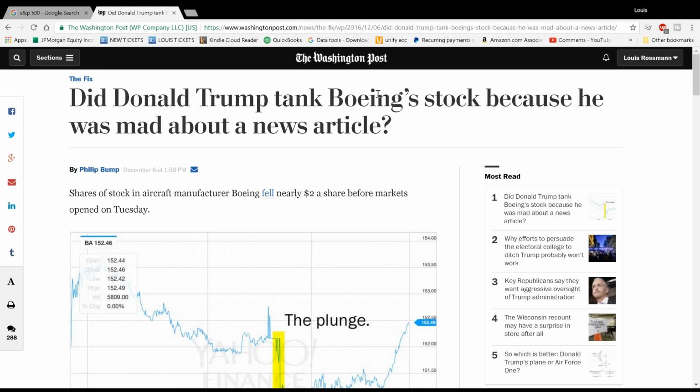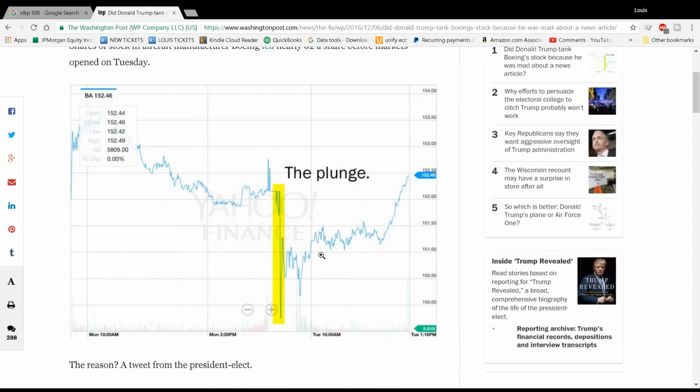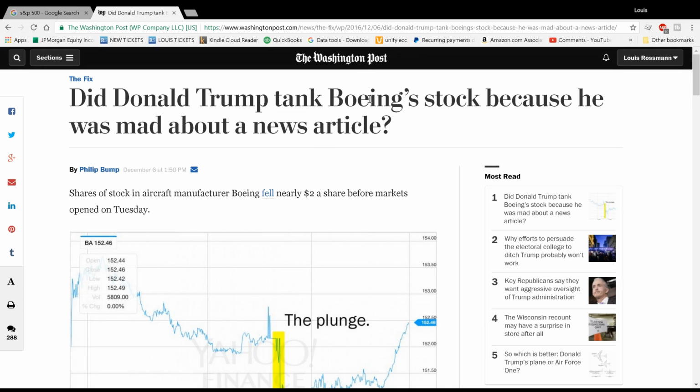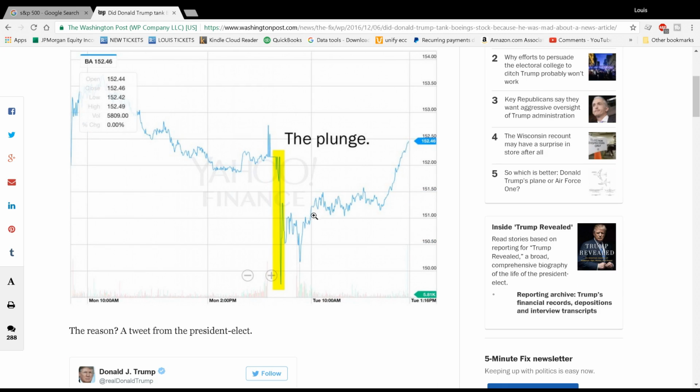Now that you understand how stocks work to some extent, you can kind of laugh along with me when you check out articles like this where they say, "The plunge. Did Donald Trump tank Boeing stock because he was mad about a news article? Did he tank the stock?" And they call it a plunge, and I just thought I would show you this so that we can all get a laugh together.